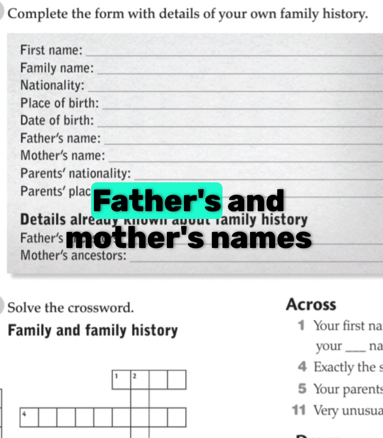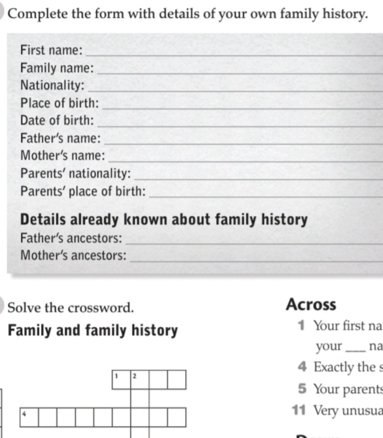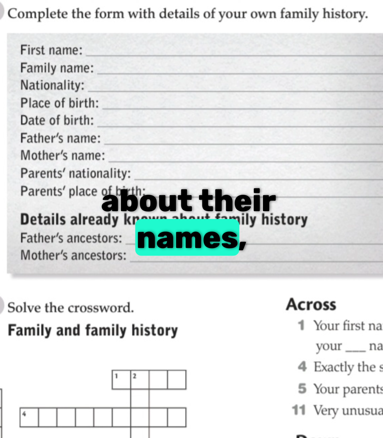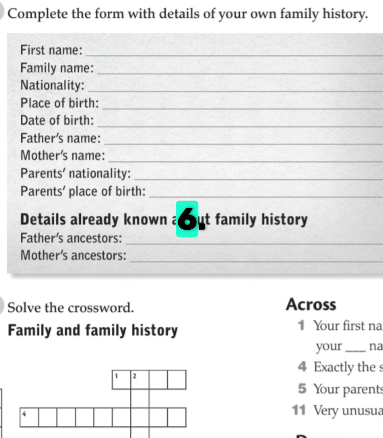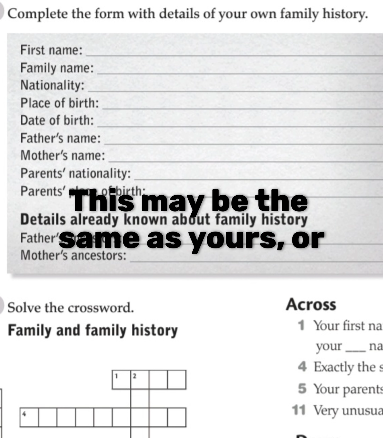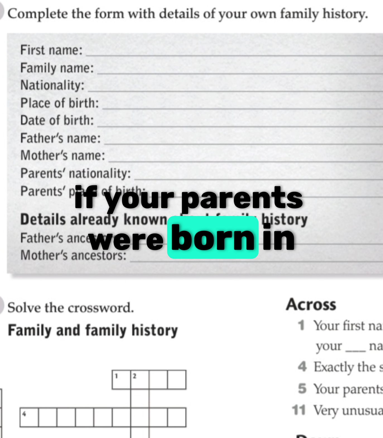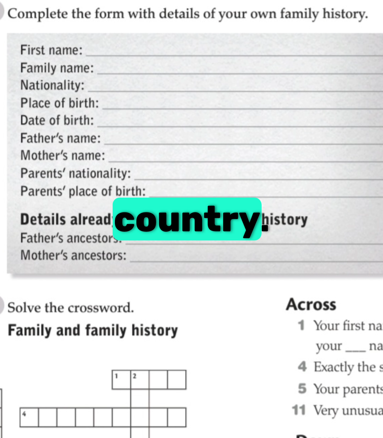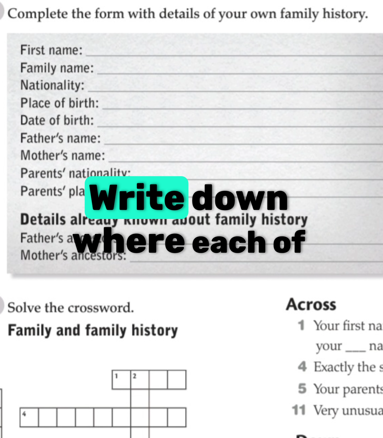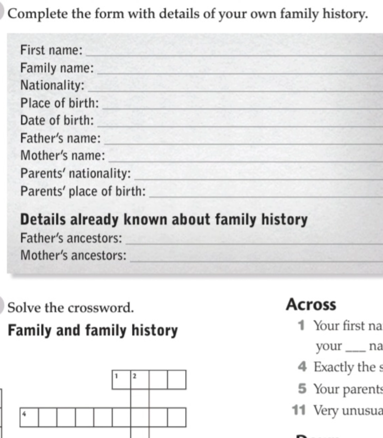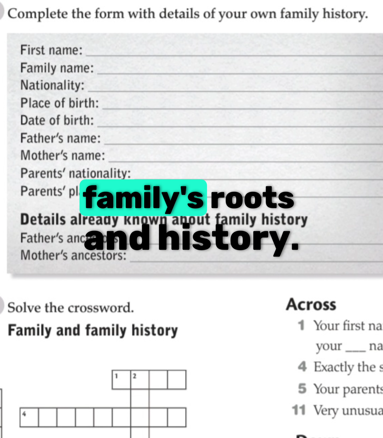5. Father's and mother's names. Here, write the names of your parents. If you know any other details about their names, like middle names, you can include them too. 6. Parents' nationality. This may be the same as yours, or it might be different if your parents were born in or identify with another country. 7. Parents' place of birth. Write down where each of your parents was born. This can give you insight into your family's roots and history.